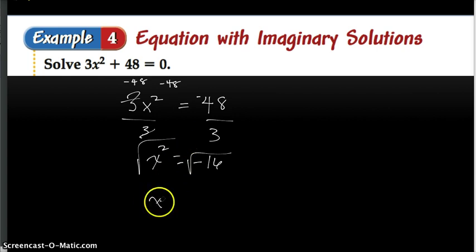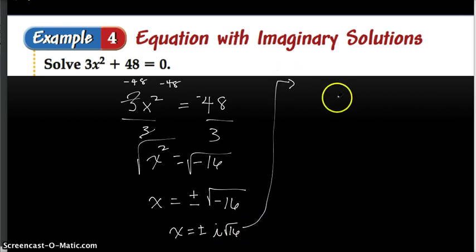Little caveat, keep this in mind. We take the square root of this and the square root of this. Since this is x squared, we have to consider the possibility that this answer is positive and negative. We're going to get plus or minus the square root of negative 16. First thing we do when we simplify a negative under the radical is to pop out the i. So x is equal to plus or minus i root 16. We know that root 16 is simply 4. So x is equal to plus or minus 4i, and that's what we're left with.